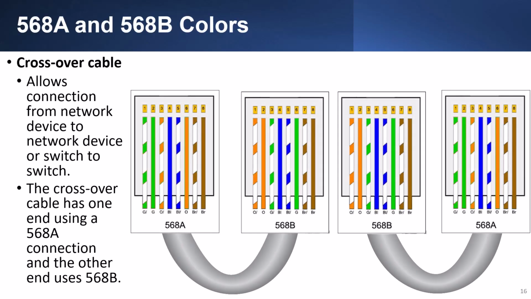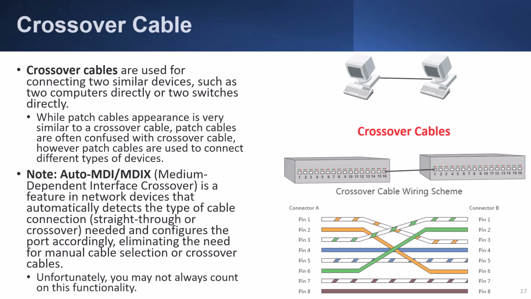A crossover cable allows connection from network device to network device or switch to switch. The crossover cable has one end using the 568A connection and the other end using 568B. Crossover cables are used for connecting 2 similar devices, such as 2 computers directly or 2 switches directly. While a patch cable's appearance is very similar to a crossover cable, and they are often confused, patch cables are used to connect different types of devices.